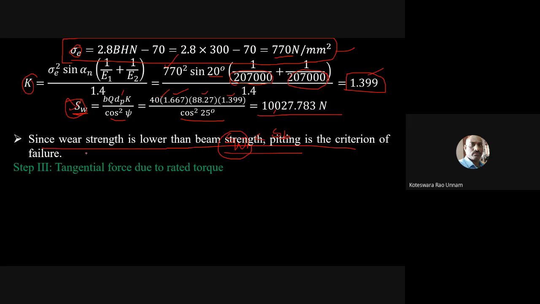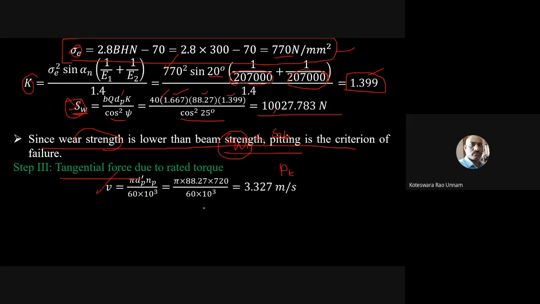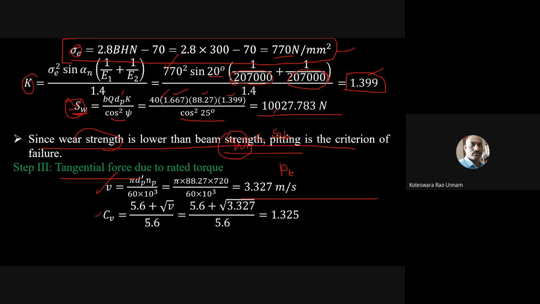Then from this pitting wear strength, we will calculate the tangential force, that is PT. Once you have PT, you can calculate MT and the power transmitted also. This is the formula for V, which comes out as 3.327 meters per second. And CV, I have taken as he has given in the data book. I use the same formula, (5.6 plus root V) by 5.6, so that you practice like this and it is familiar.